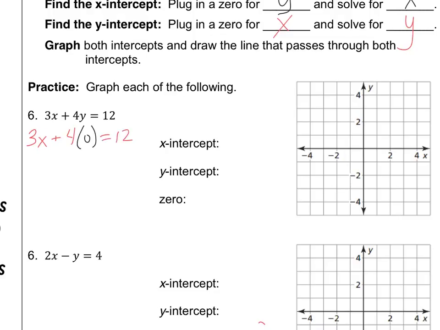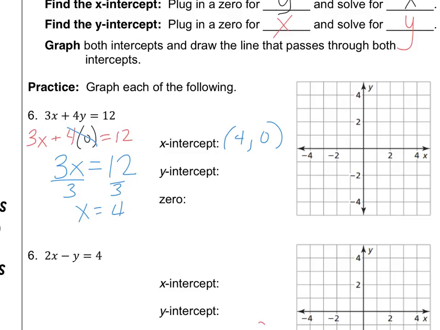Okay, so just right off the bat, what is always going to be 0 times a number? 0, it goes away. So we know that goes away, and we're really just left with 3x equals 12. It's a quick one-step equation. We divide both sides by 3, and our x-intercept equals 4. So we come up here, our x-intercept is 4, and we know our y is 0.